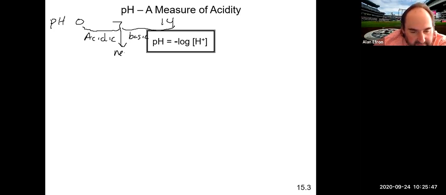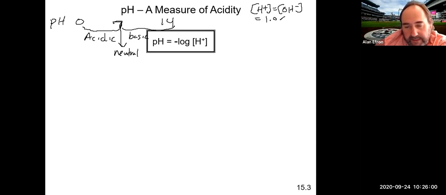And 7 is neutral because at that point, as we just saw, the concentration of H plus equals the concentration of OH minus, which means they basically equal 1 times 10 to the minus 7 molar. And if you calculate the pH off of that, that actually gives you a pH of exactly 7. So technically 7 is neutral, dead on the nose. When we go from 7 towards 0, you're becoming more acidic.